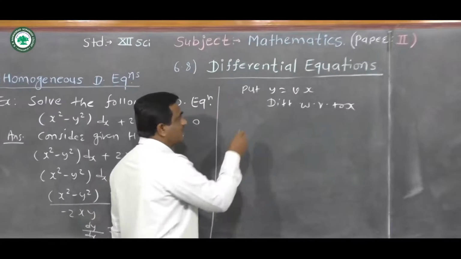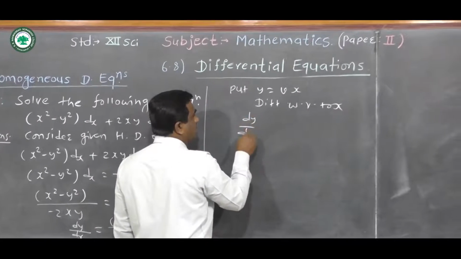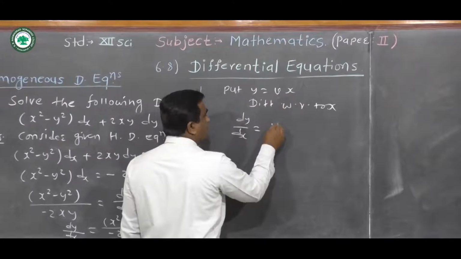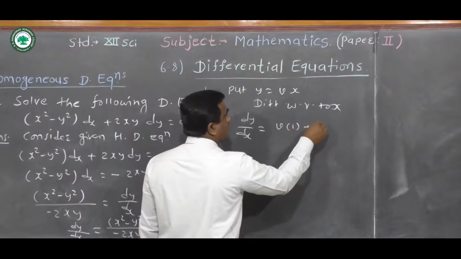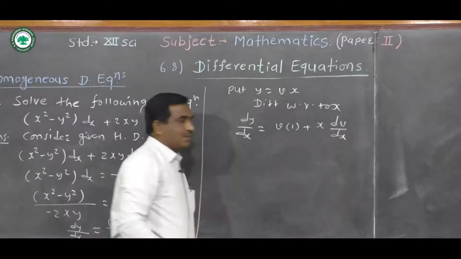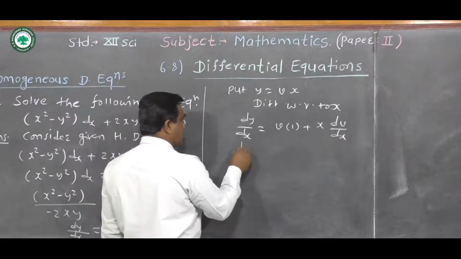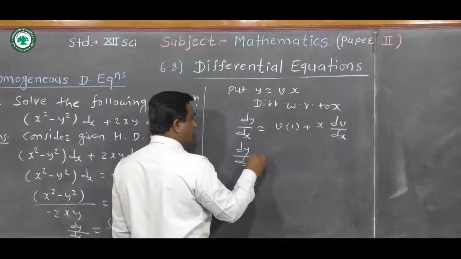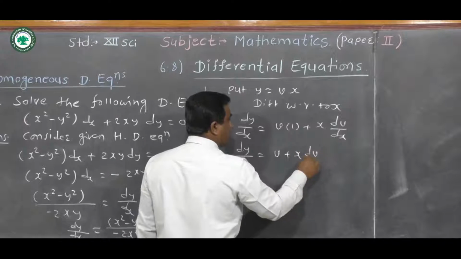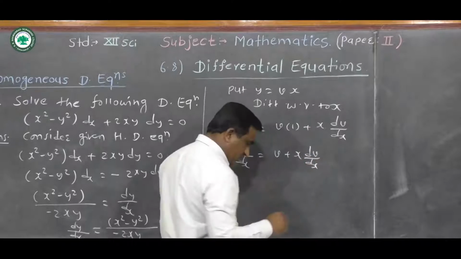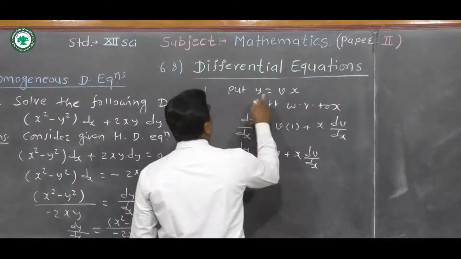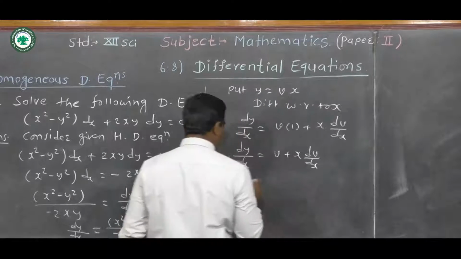Derivative of y, dy by dx, is equal to, using the product rule, derivative of v into x: v as it is, derivative of x is 1, plus x as it is, derivative of v, dv by dx. That is, dy by dx is equal to v plus x into dv by dx. Now put the value of dy by dx and the value of y equal to vx in equation first.